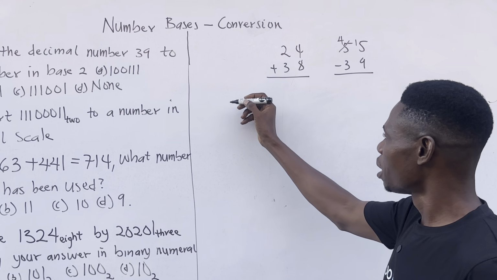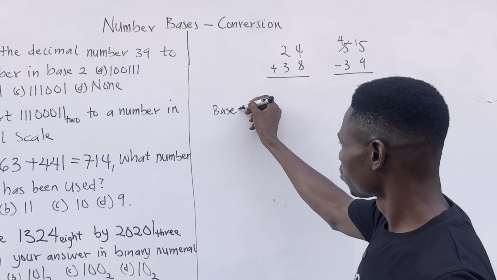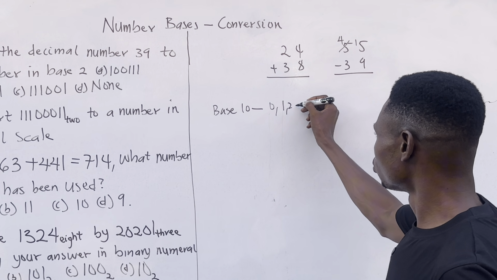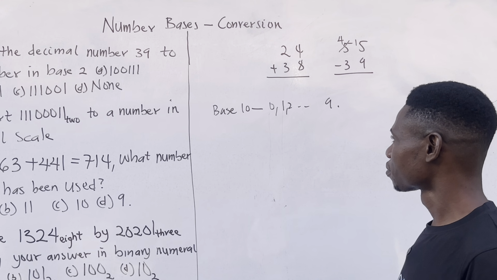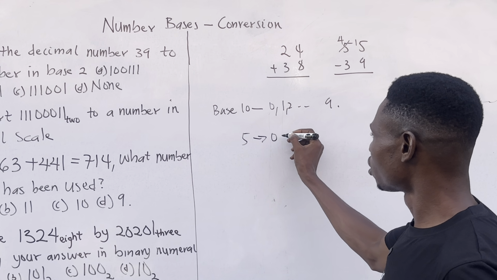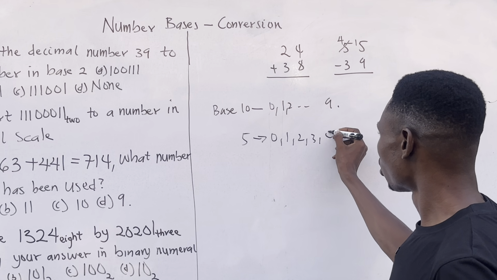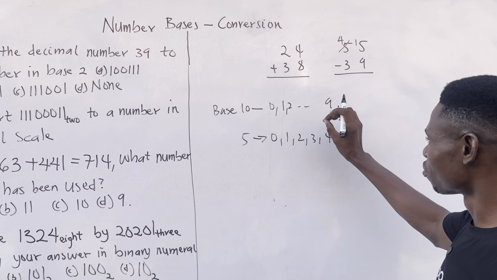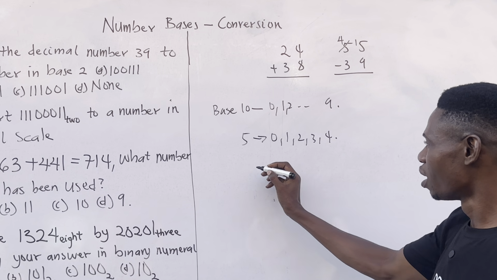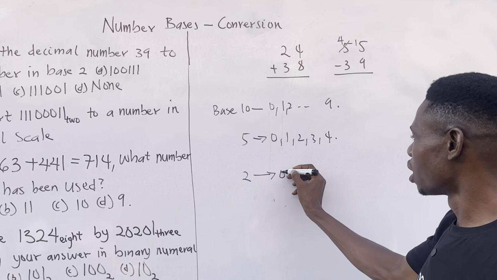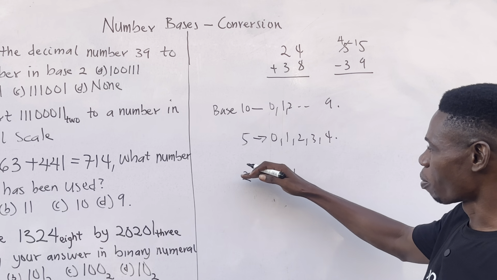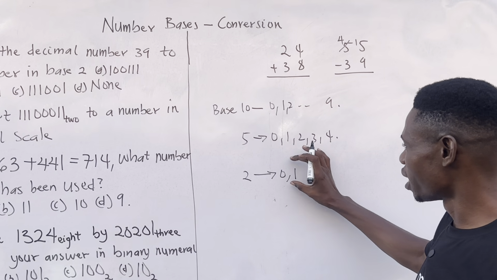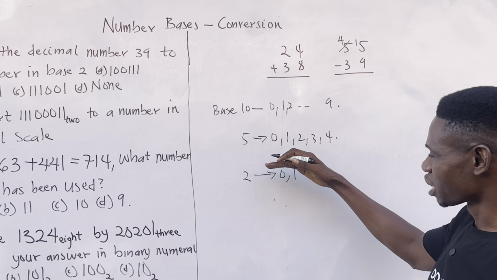First, in base 10, we have numbers from 0, 1, 2, up to 9. In base 5, we have numbers 0, 1, 2, 3, up to 4. So for base 10, we have 0 to 9. For base 5, we have 0 to 4. And for base 2, we have 0 and 1. So I believe you can see the pattern. So 5 ends at 4, 10 ends at 9, 2 ends at 1. So bear in mind that these are the numbers possible.